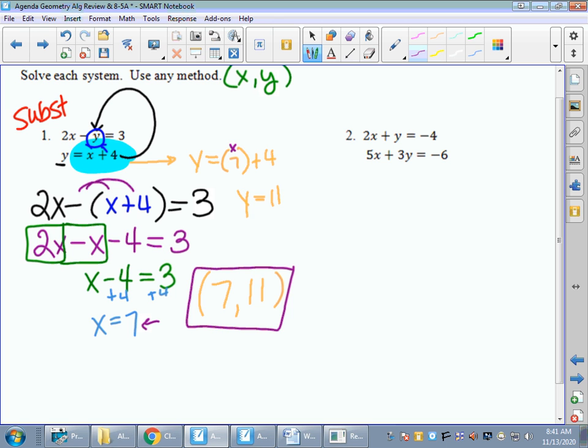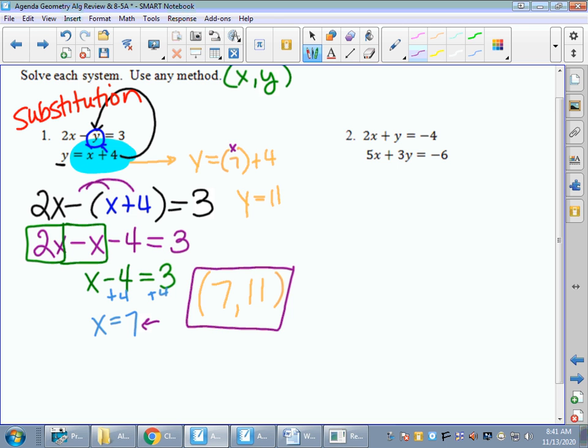I think substitution is easiest when you have already a y equals equation or an x equals equation. If you didn't, you could make it happen. When I look at number 2, the top equation, 2x plus y equals negative 4, that y would be pretty easy to get by itself, subtract 2x from both sides, and then I could substitute that in for the y.